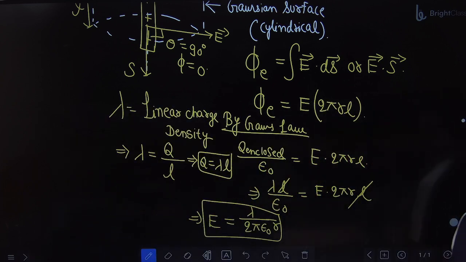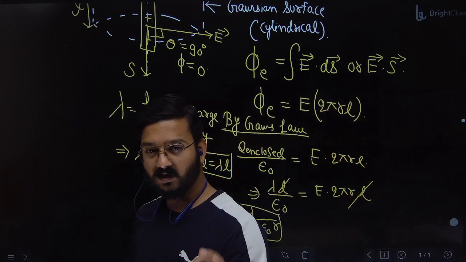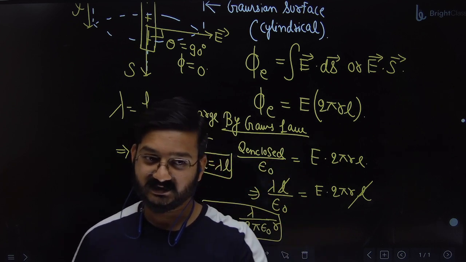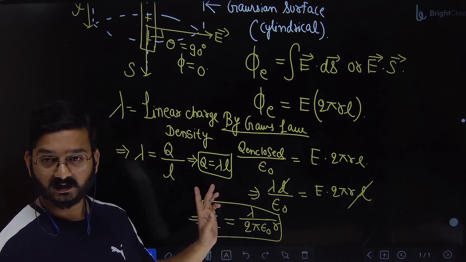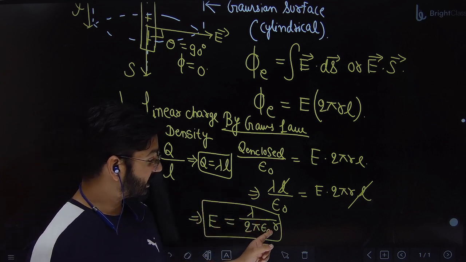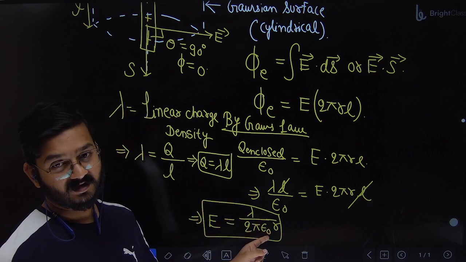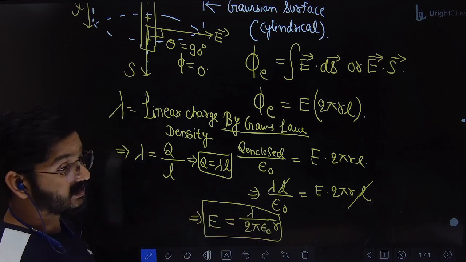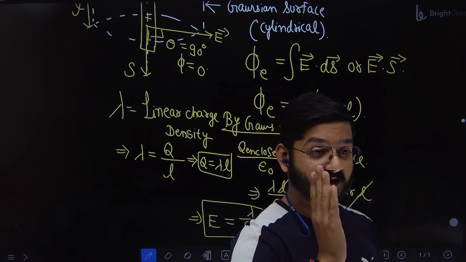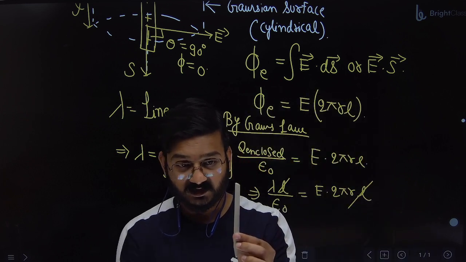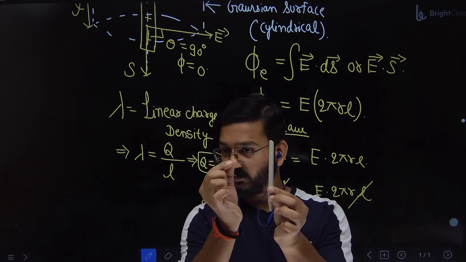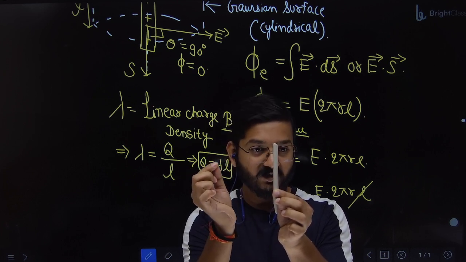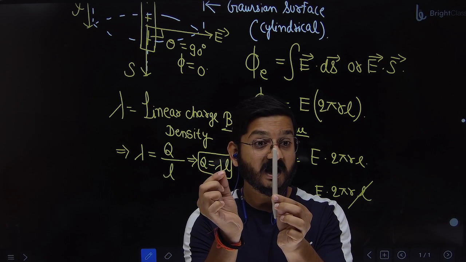This is the electric field due to an infinitely long charged straight conductor whose linear charge density is lambda. And what is R here? R is the radius of the Gaussian surface, or R is the distance from the conductor. Suppose this is the conductor and you want to find the electric field at this point. The distance between the conductor and the point where you need to find the electric field, that is R.